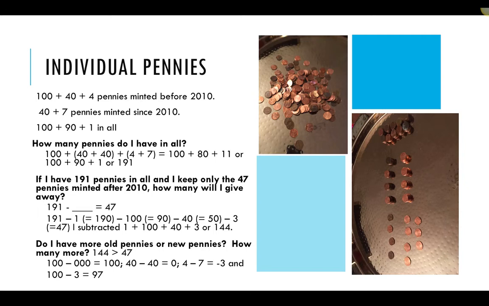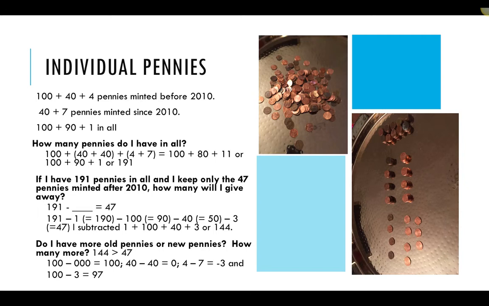So I've taken my pennies and I've grouped them into hundreds, tens, and ones. And if you look at my picture to the right, you can see the shiny pennies are the new ones. Do you see my 4 tens are my 40 and my 7 ones? And the darker pennies, the more aged ones, do you see my 100? I have 10 little stacks all in a group there of 100. And there's my 4 ten stacks and my 4 individual stacks. So my 100, my 4 tens, and my 4 ones.